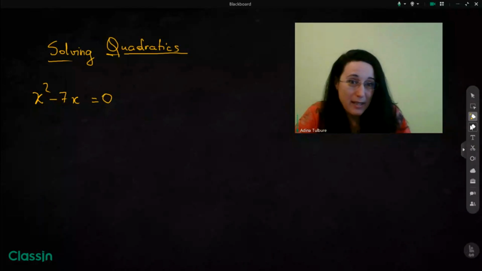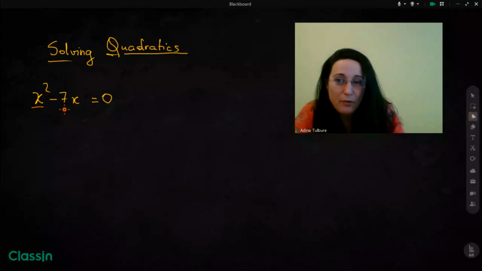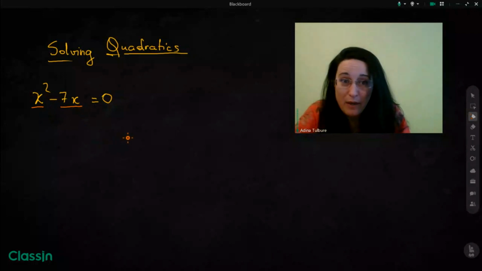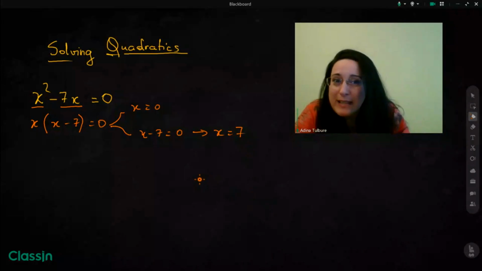As soon as you get this question, you know that you can factorize it very quickly because you have two terms here and there is a common factor in both of them. x appears in both of them. So you can factorize it as x brackets x minus 7 equals 0. Therefore, there are two possibilities. Either x equals 0 or x minus 7 equals 0. Therefore, x equals 7. That's the easiest quadratic I can think of to solve by factorizing it. So that would be the first example.